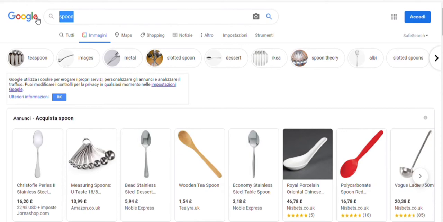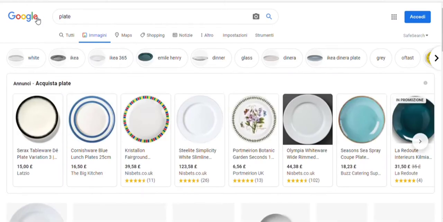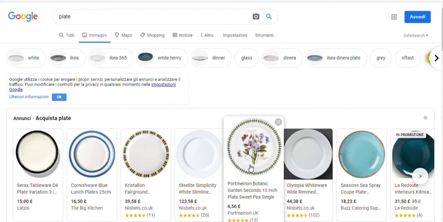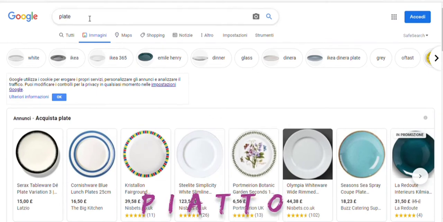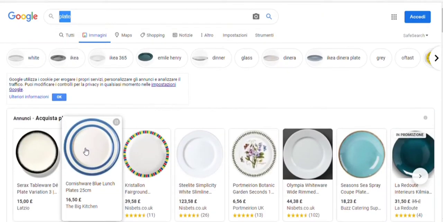A plate. Plate, yes. So the plate is piatto. Piatto. Say piatto. And then we have.